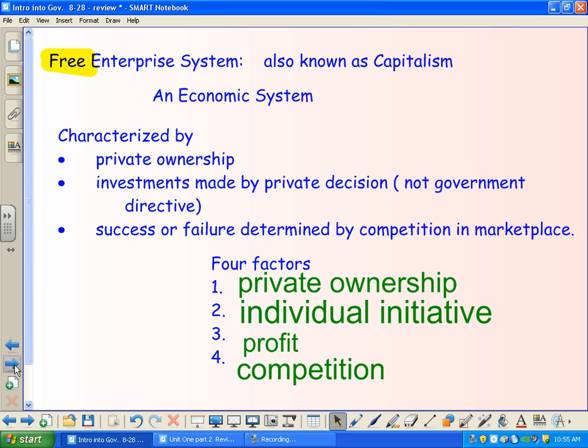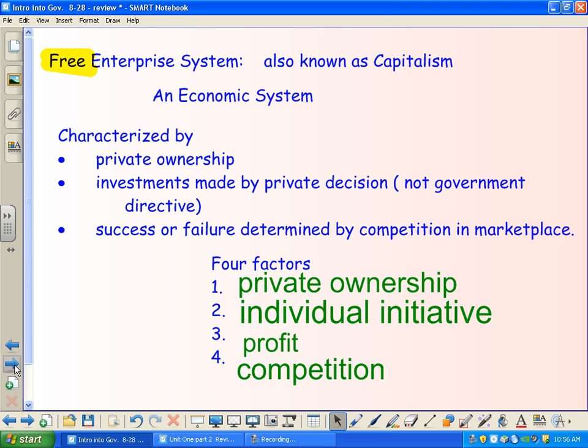Now, the four factors that are important to a free enterprise system are this. Again, private ownership. It's part of the characterization, but it's also a factor in how this all works. You also need individual initiative, meaning that the individual, not the government, is out there making decisions on how to encourage the economy, how to purchase whatever it is that you want to purchase.